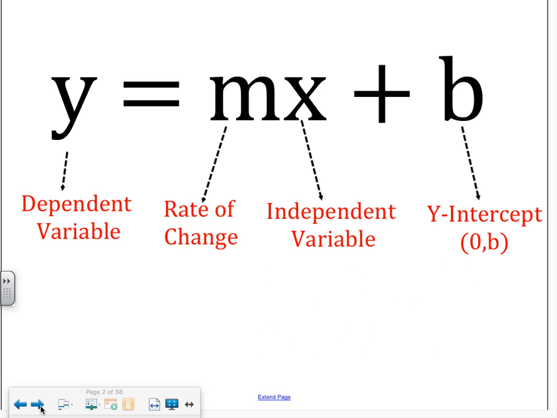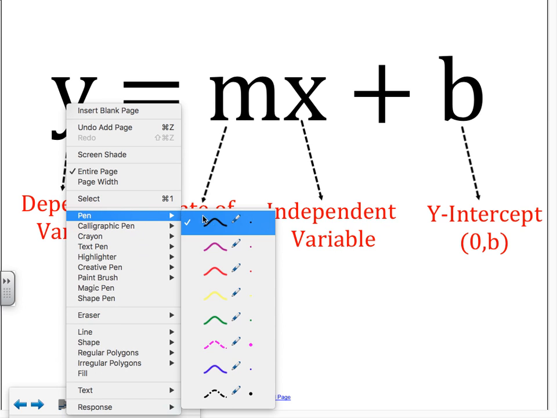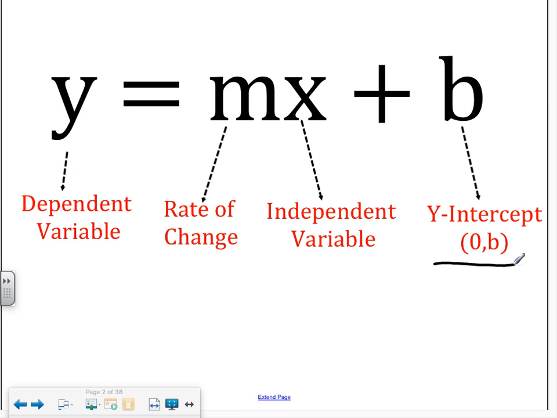Okay, so y equals mx plus b, an important equation for this test. Remember, y is our dependent variable, not always y. m is the rate of change. x is the independent variable, again not always x. And b is the y-intercept, which you write as an ordered pair. So when x is 0, y will be b.